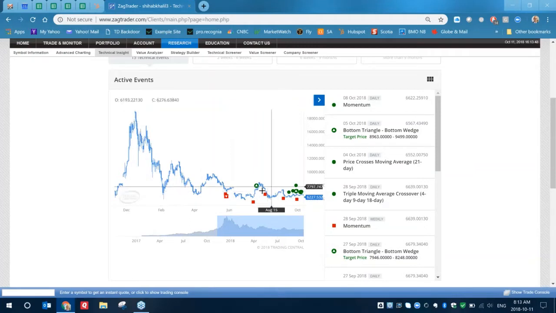triangle inside them, like this one here, or more recently this one here. So why do those have a triangle? Well, those are special events. In fact, events that have a triangle inside them are what are called classic patterns. It's one of the three classes of technical events detected in Technical Insight.